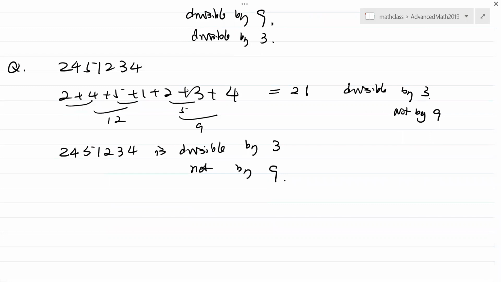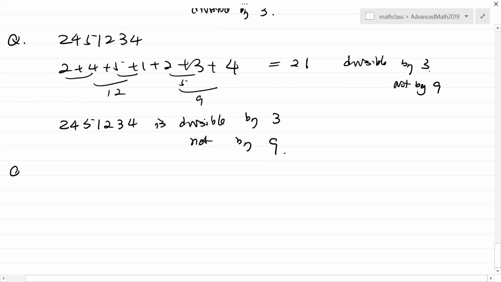Why is this number divisible by 6? Just because it's also an even number, right? So it's divisible by 2 and by 3, but it's not divisible by 9, because the sum of the digits is only 21.